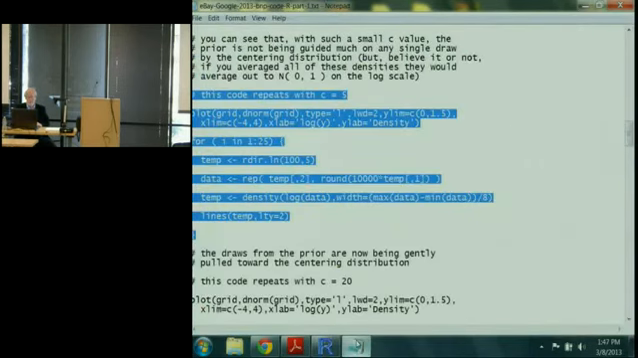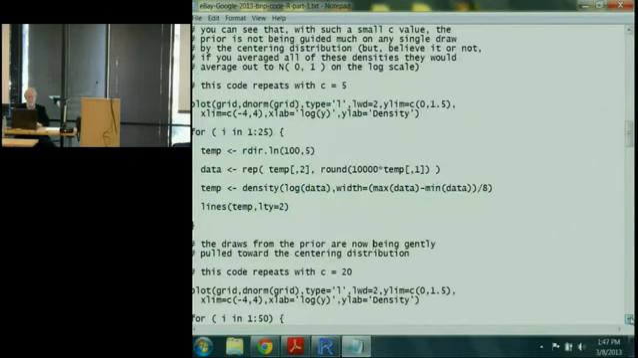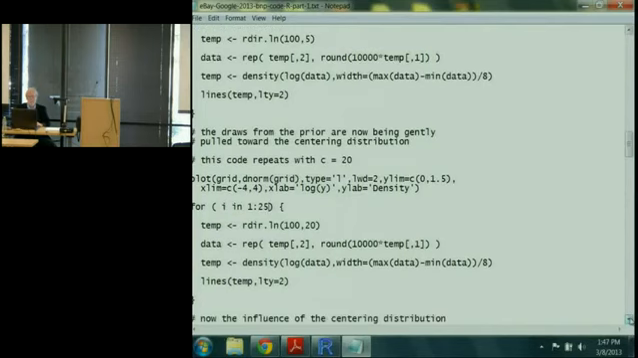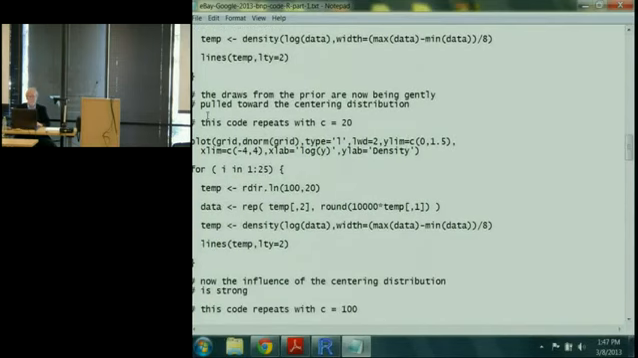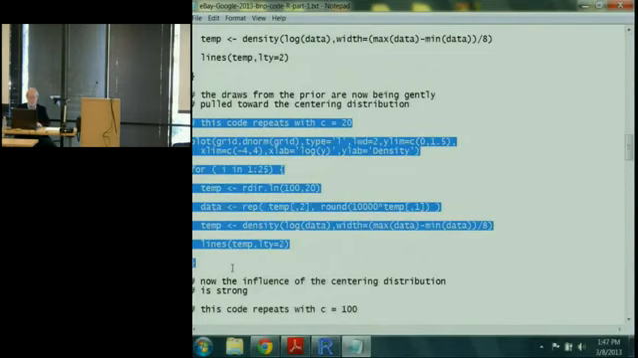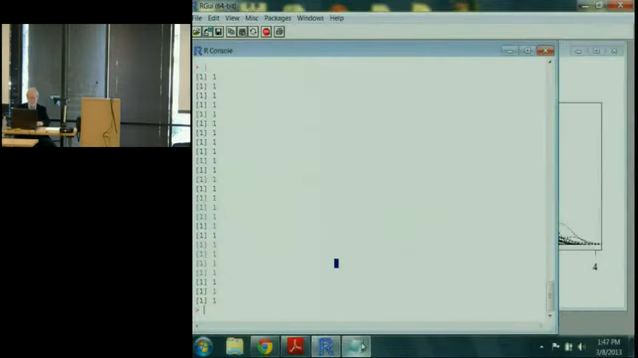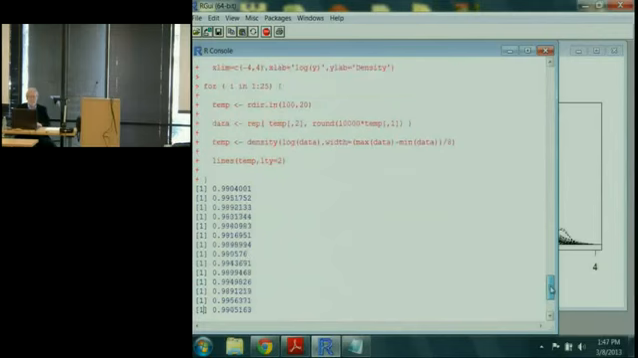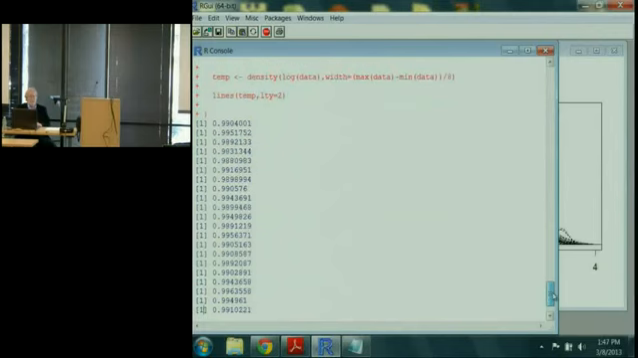Let's see. Actually, I cranked it all the way up to 20 next. So like it says here, the draws from the prior that we just saw are now being gently pulled toward the centering distribution. Let's do it over again now with C equals 20. And again, I'll do 25 repetitions to make the picture a little bit less chaotic. Now the sums aren't 1 anymore, but they're still respectively close to 1.